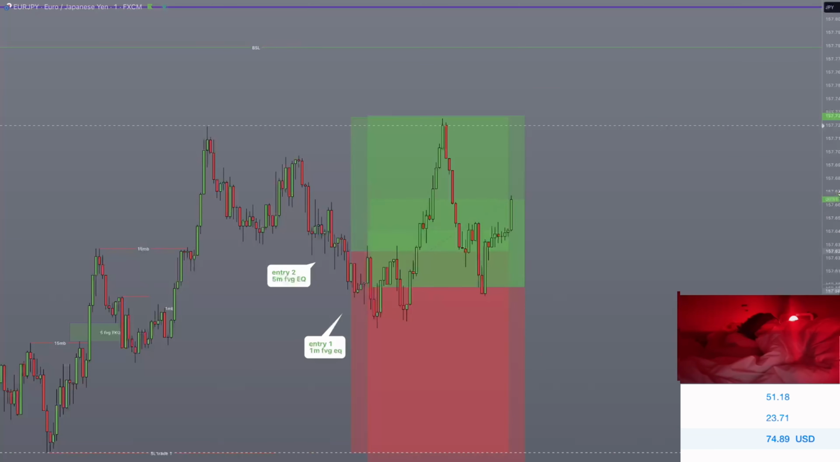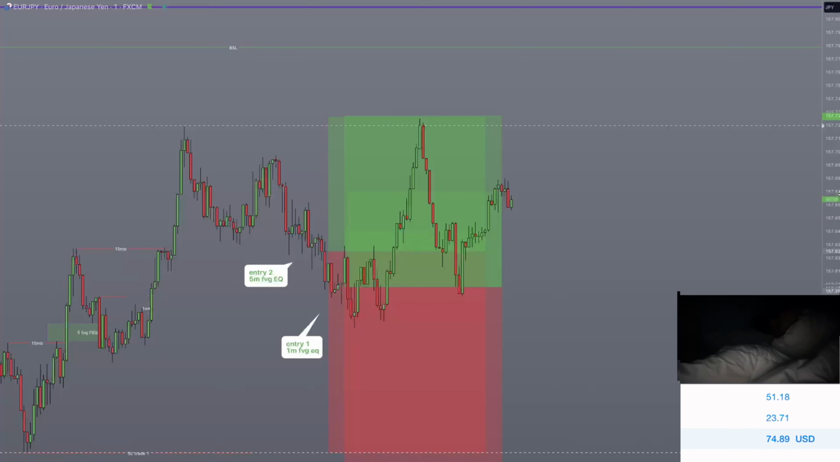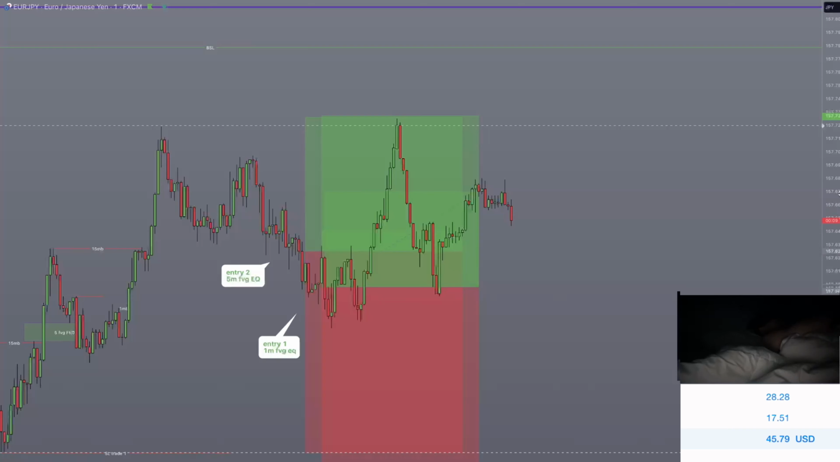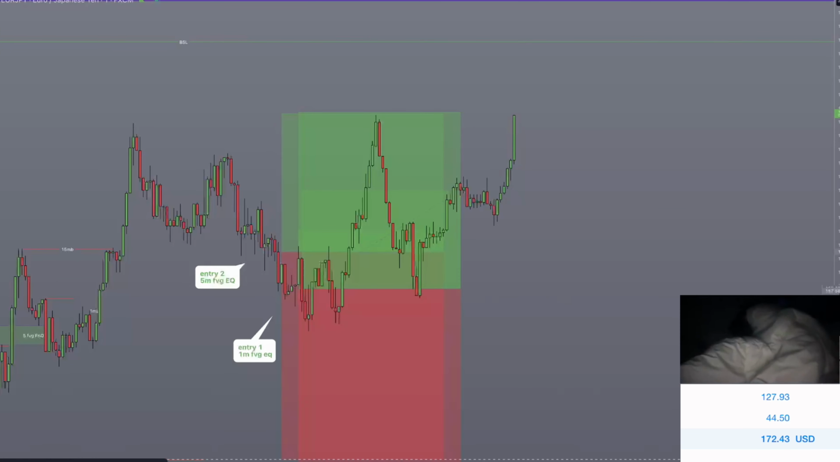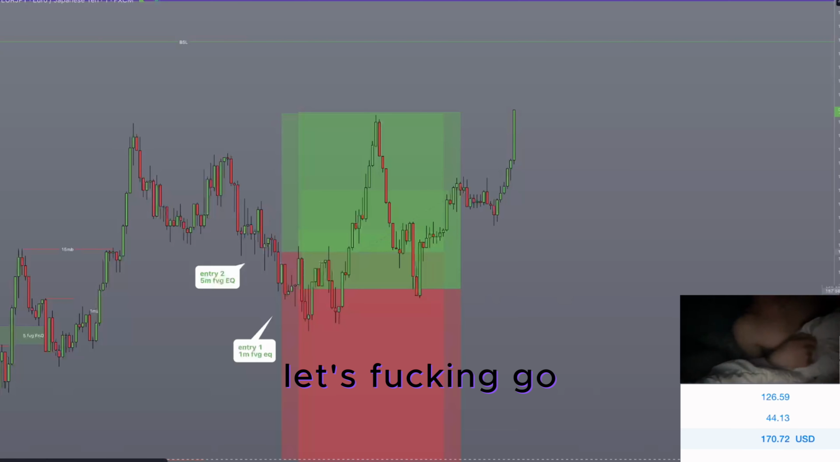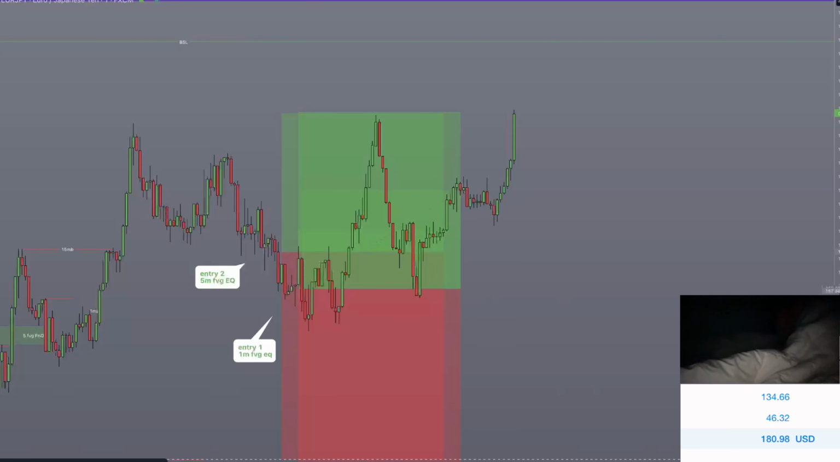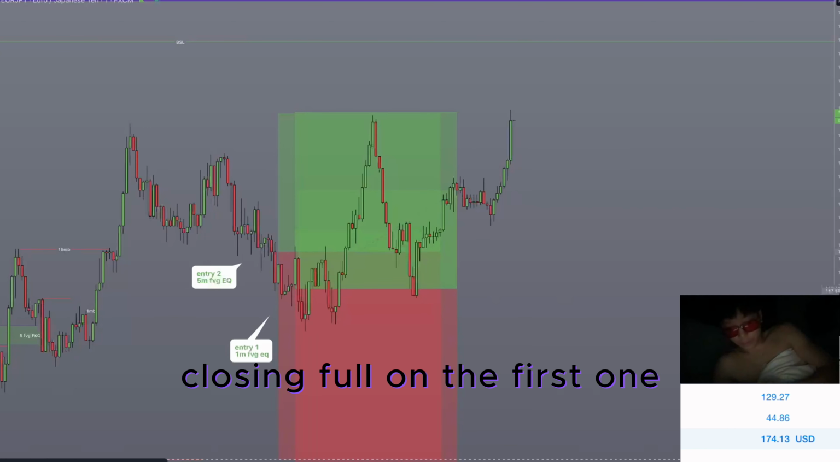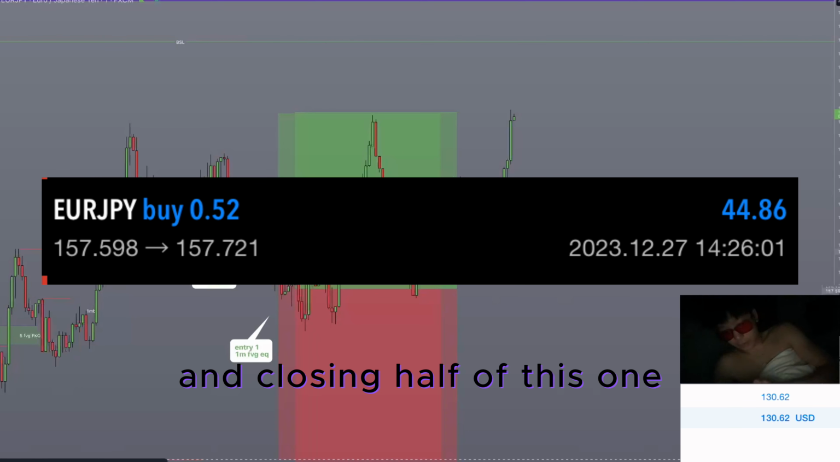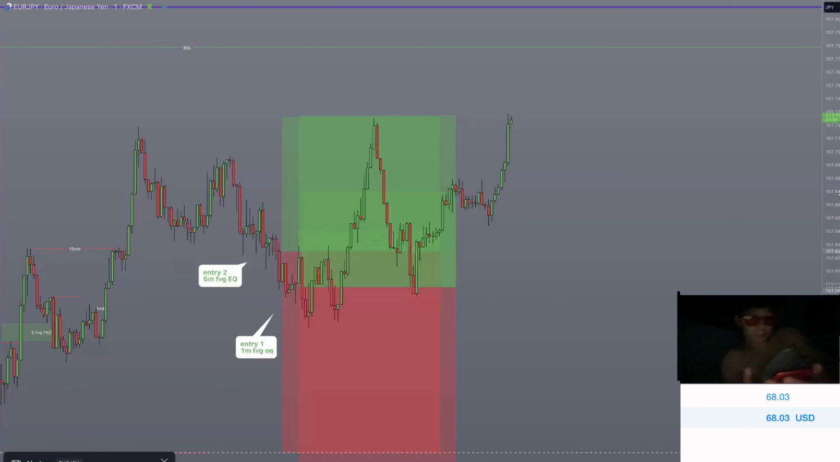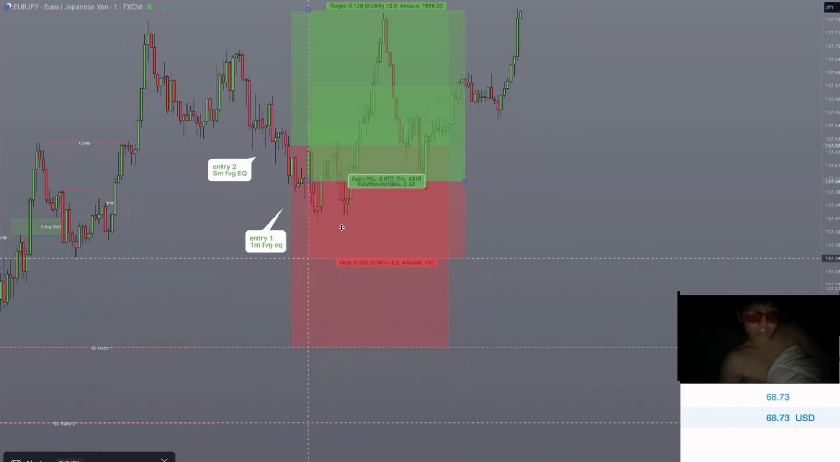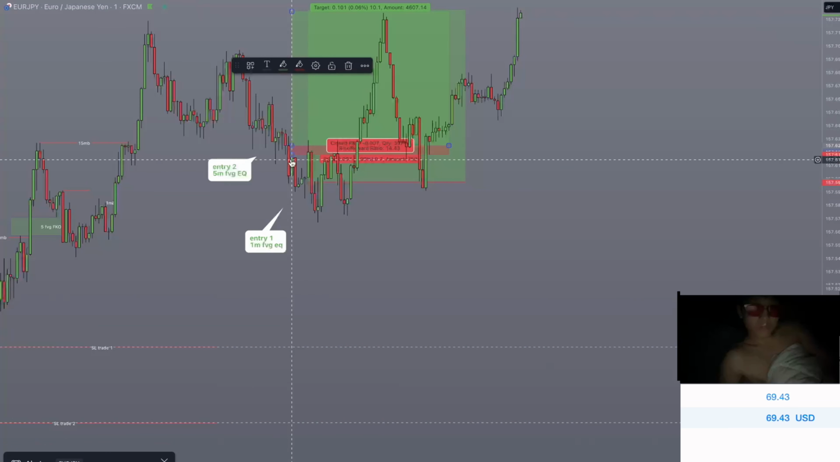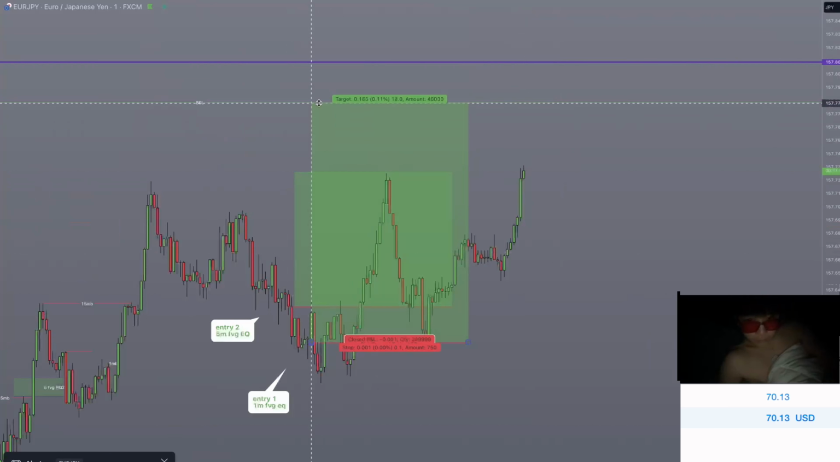Let's go. To break even. Next, take profit this high and close full there.